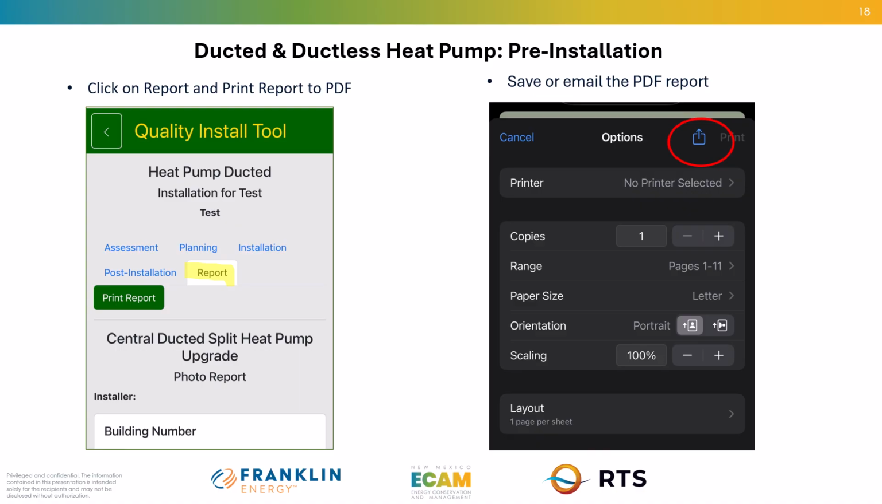Now click on Report and select Print Report. You also have the option to save or email yourself the PDF report for upload to the ECAM portal.